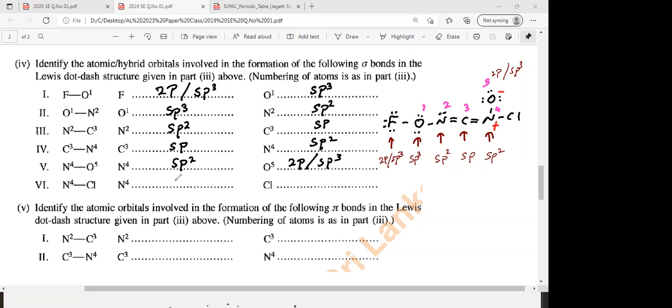N4 will be SP2, and Cl will be either 3p/sp3. Right, is that clear? Please raise your hand if all the blanks are correct. How many blanks here? 2 into 6, 12 blanks. All 12 answers correct. How many of you got all 12 correct? Very good, excellent. All of you are okay. Right, nice. Then the next part.